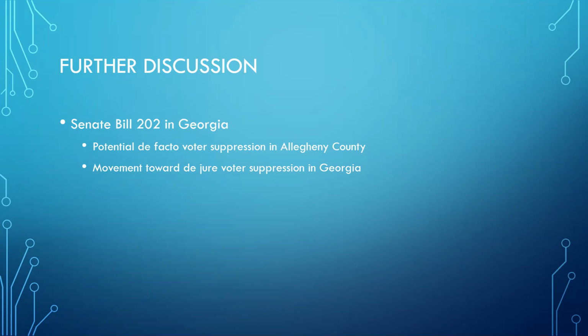While I was looking for de facto signs of voter suppression in Allegheny County, a movement for de jure voter suppression is underway in the state that Atlanta is located in. Initially, I planned to do a case study comparing my results to the information on Atlanta, but as of right now, that is not a fair comparison to make.